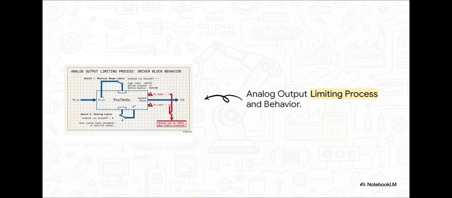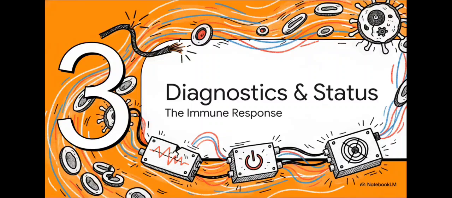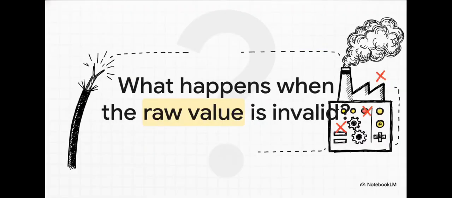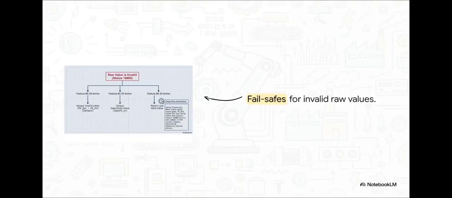Moving on to Section 3, Diagnostics and Signal Status, the system's immune response. In the real world, things go wrong. Wires break, sensors fail. So what actually happens when a raw value suddenly becomes physically invalid while a massive plant is operating at full capacity? Well, that is exactly where the fail-safes kick in. Check out feature bit 30 on this slide.